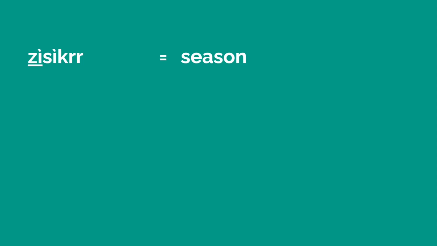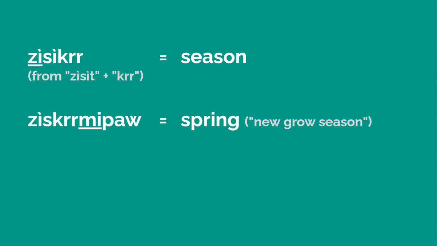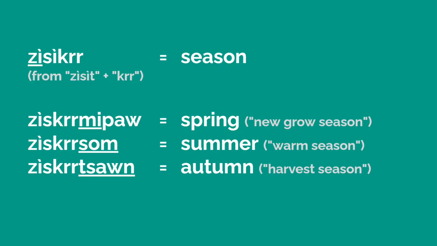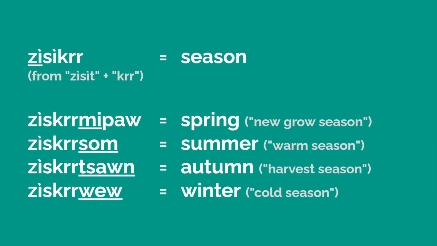So, next, let's talk about the zisikr, the season. This one comes obviously from zisit and grr, so year and time. There are four seasons. Ziskrmipau, spring, literally new grow season. Ziskrsom, summer, so the warm season. Ziskrzaun, autumn, so the harvest season. And Ziskrweu, winter, so the cold season.